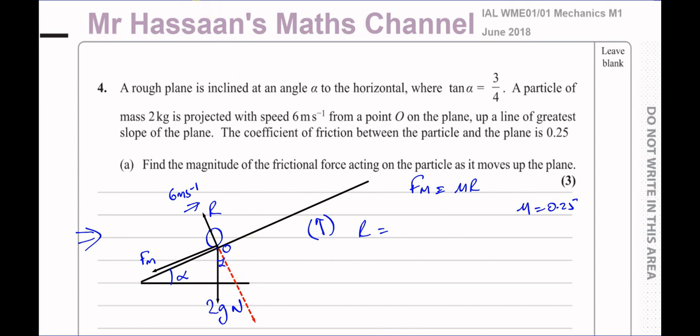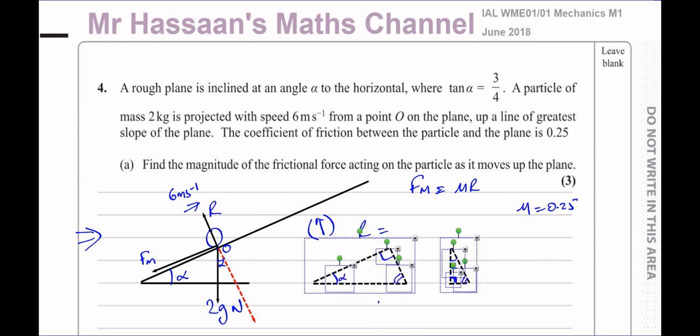All right. Now the next thing we're going to do is resolve this force, this 2g newtons, in the direction which is perpendicular to the plane. So basically we have to resolve it in this direction. If I get back this triangle here, that might help us to understand why. So we have to resolve in this direction here.